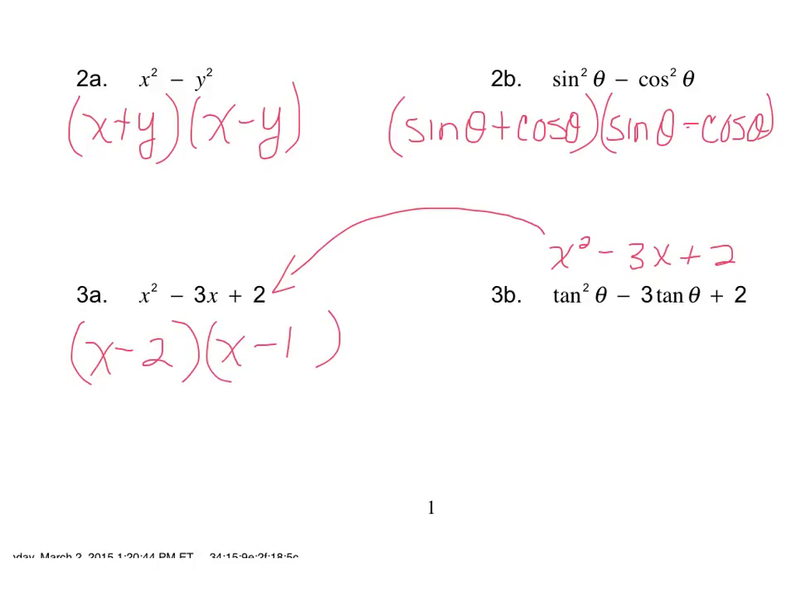So we can factor it the exact same way we did 3a. We're going to set up our two binomials, and we're going to end up with tan of theta and a tan of theta, because that'll give us tan squared of theta. Factors of a positive 2 will give me a negative 3. It's going to be a minus 2 and a minus 1. So that's how you actually factor trig functions.